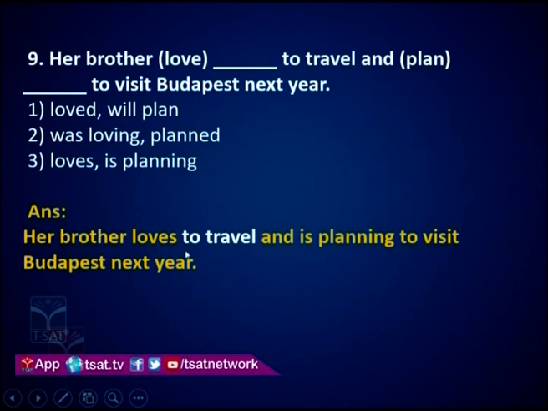Her brother dash to travel. He loves to travel. In simple present, you should use: my brother loves to travel and dash to visit Budapest next year. Next year, you are talking about future time. So, is planning. You cannot say will plan. One is in simple present, and the other part of the sentence should be in present continuous form. Is planning to visit Budapest next year. Hope you have understood this.